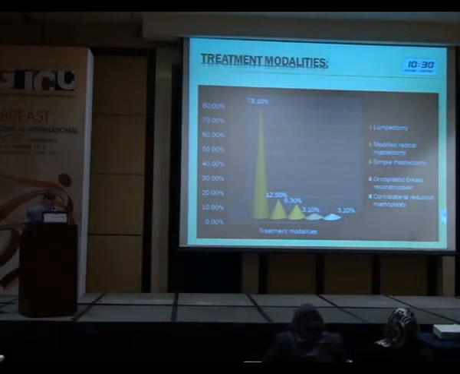This slide shows the treatment modalities that were used in our study. Lumpectomy, wide local excision, was done in 78% of our study group, modified radical mastectomy was done in 12.5%, and simple mastectomy was done in 9.3% of our study. Oncoplastic breast reconstruction and contralateral reduction mammoplasty was done in only 3% of our study group.